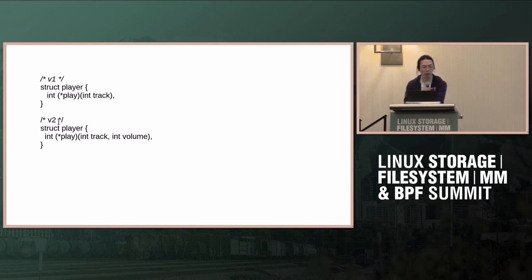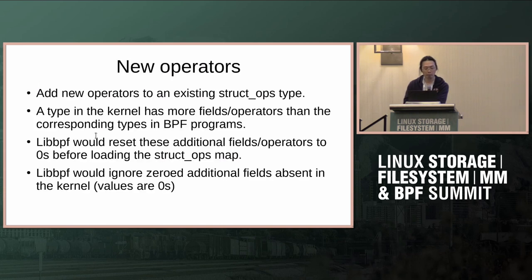For example, here we have a type called player. Then it has an operator called play. In the first version, we have only one argument called track. It's a track number. And then later, we figured out we maybe needed to also control the volume. So we pass a value along with play. So when we play a track, we can set the volume at the same time. So there's an extension for the API.